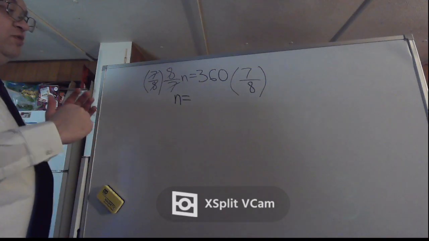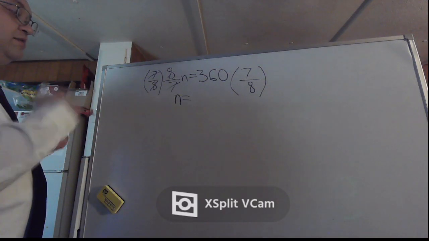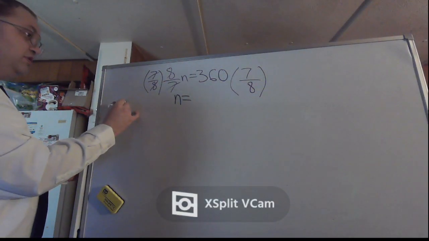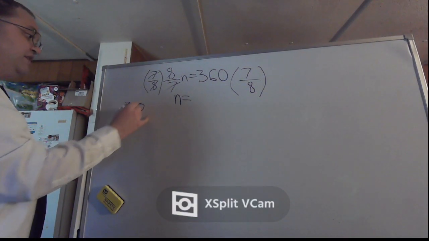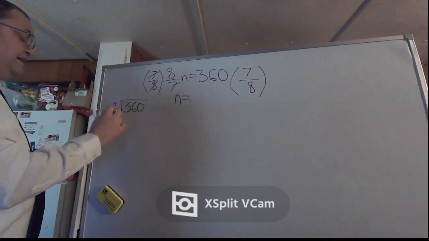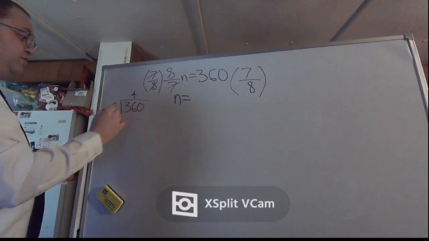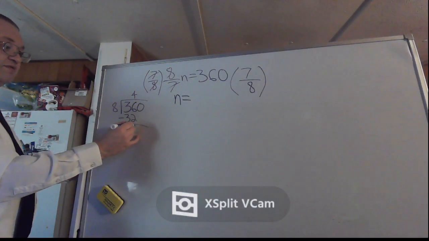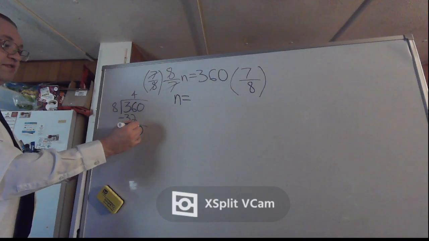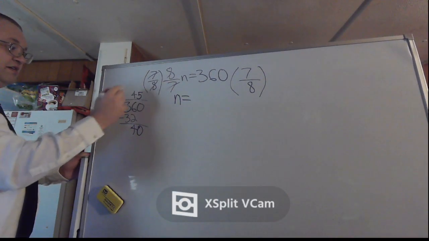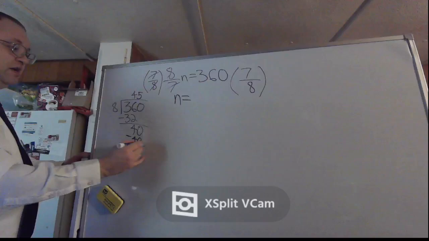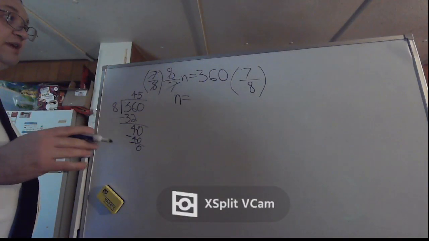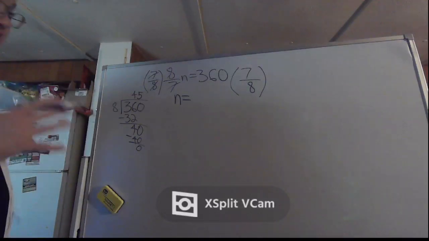Trick is, does 8 go into 360 evenly? Well, if we're unsure, we can always do long division on the side. Let's do some long division here. 360 divided by 8. 8 goes into 36 4 times. 4 times 8 is 32. 36 minus 32 is 4. Bring down the 0. 8 goes into 40 exactly 5 times. 5 times 8 is 40. We have a remainder of 0, so yes. 8 goes into 360 exactly 45 times.